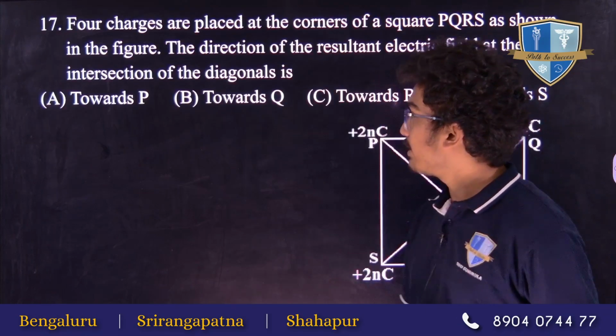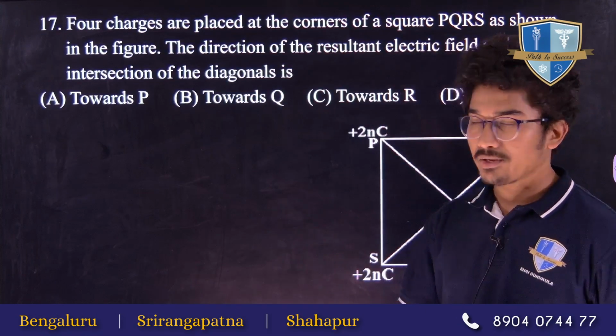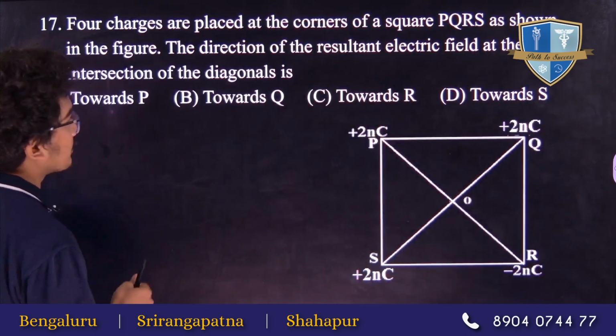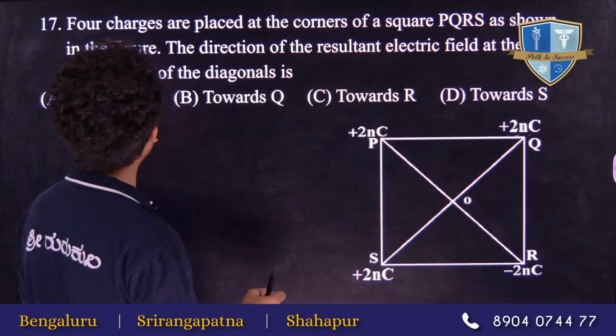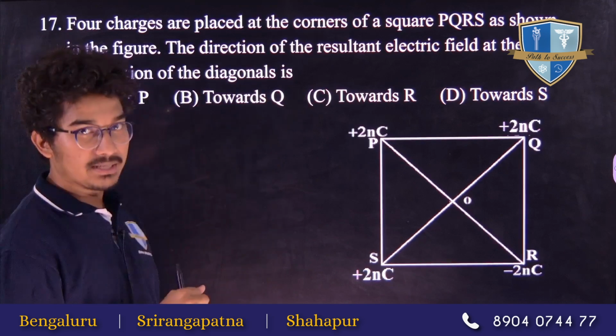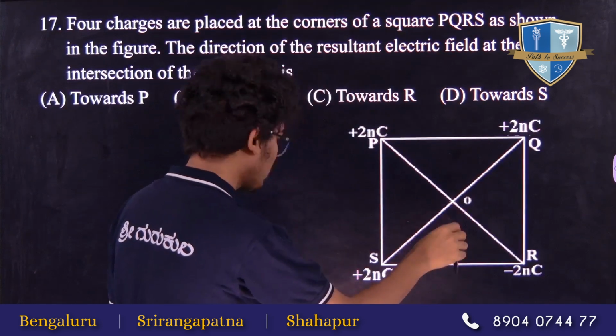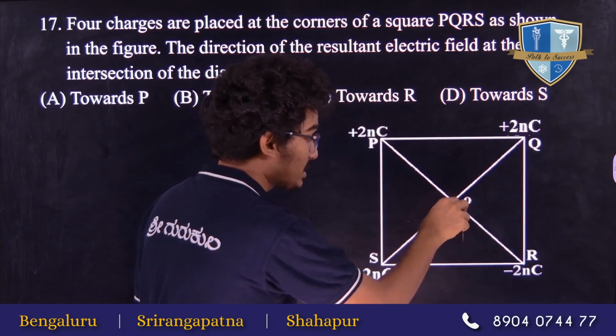So today's question is, 4 charges are placed at the corner of a square P, Q, R and S as shown in a figure. The direction of the resultant electric field at the intersection of the diagonals are. So this is the intersection of the diagonal. So at this point we are supposed to find electric field. What is the direction of the electric field?